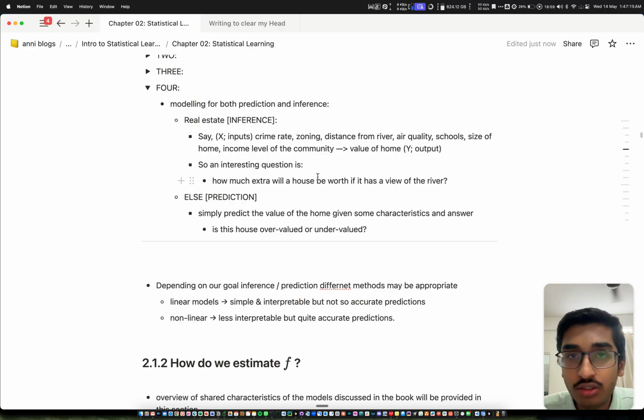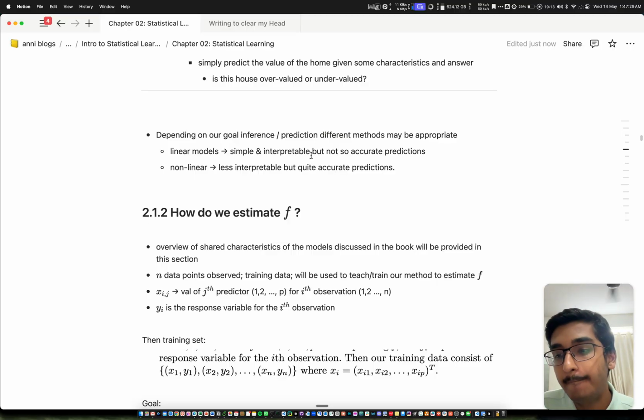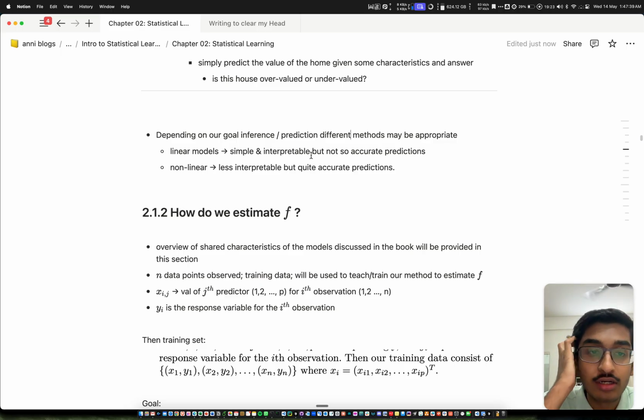In other cases, you want a good algorithm, but you want an algorithm that's interpretable, that you can understand, so that you know why that person gave you that answer. So it's not a black box, right? Depending on our goal, different methods will be appropriate. Linear models are not such accurate predictors, but they're really interpretable and good and simple. Other models that we learned about, like complex non-linear models such as decision trees, etc., aren't as interpretable, but they give quite accurate predictions.